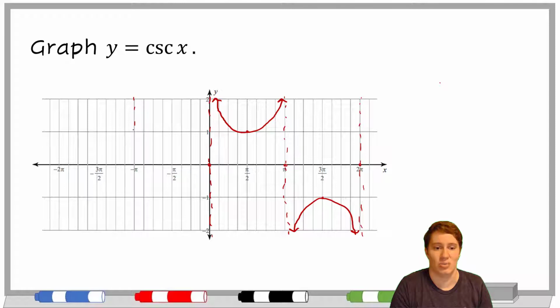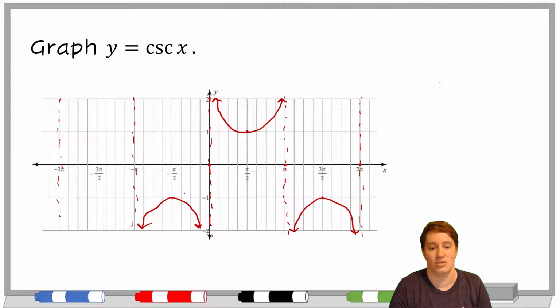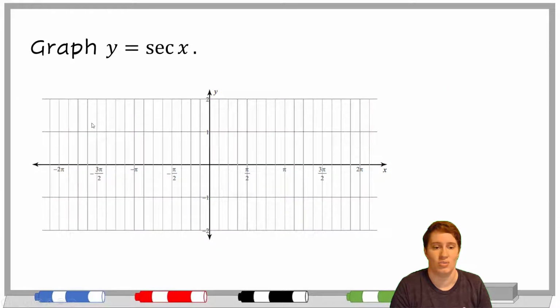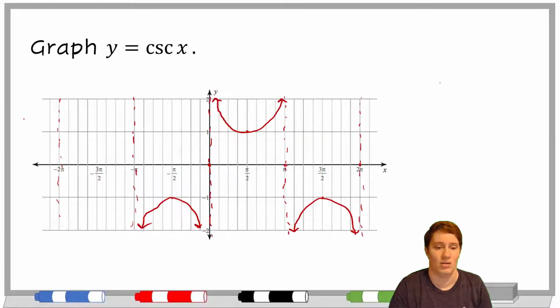We basically just need to remember that we've got a pattern that's being followed, right? So every pi, we have an asymptote, and then here at negative pi over 2, it would start at the bottom, right? Because they're alternating. That's a really beautiful U-shaped or N-shaped kind of thing there. This one starts at the top and goes up. So this is what cosecant looks like.